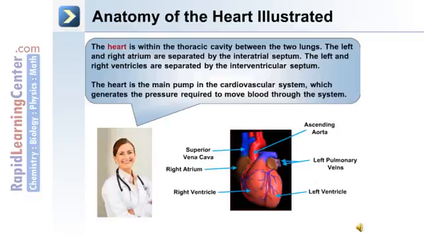And the large vessel leading off the top of the heart is the ascending aorta. The heart itself is located within the thoracic cavity between the two lungs. The left and right atrium are separated by the interatrial septum. The left and right ventricles are separated by the interventricular septum. The heart is the main pump in this system, and it generates the pressure required to move blood through the system.